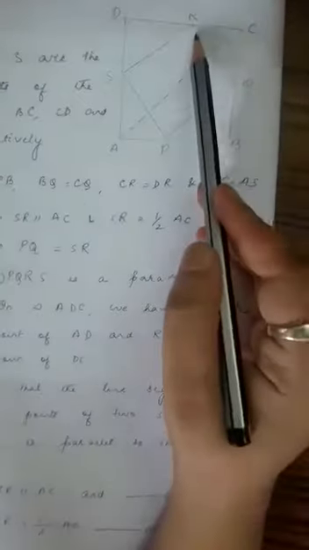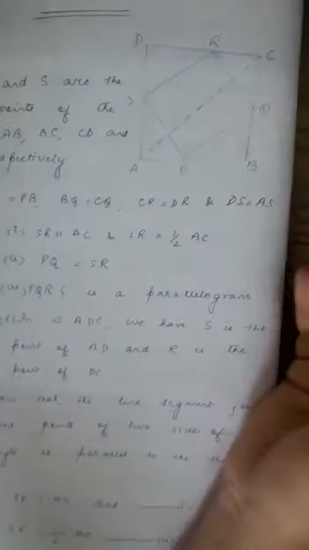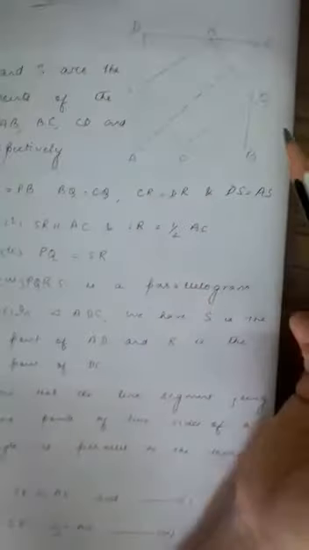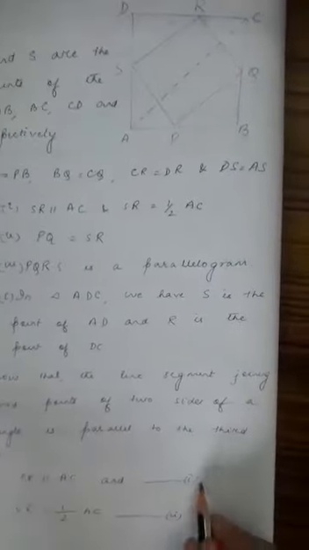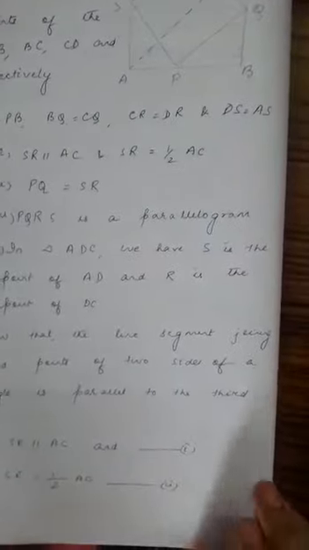For this, in triangle ADC, we have S as the midpoint of AD and R as the midpoint of DC. So we know that the line segment joining the midpoints of two sides of a triangle is parallel to the third side. So SR will be parallel to AC and also it will be half of AC. I have kept this as equation number 1 and equation number 2.